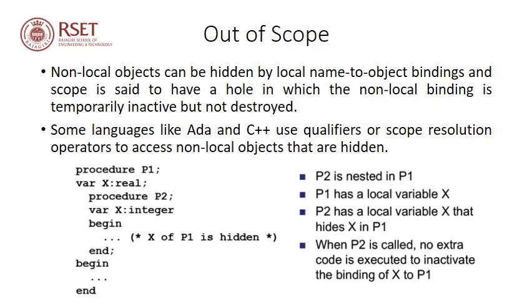Let's see this example procedure. We have a procedure P1, which is an enclosing outer procedure, and P1 has a local variable X, and within P1 we have a nested procedure P2. Now P2 also has a local variable with the same name X as the outer procedure. This variable X within P2 effectively hides the scope of X in P1. So we say that there is a hole in the binding of X within P2. When we come out of procedure P2, the scope of X in P1 becomes visible again.